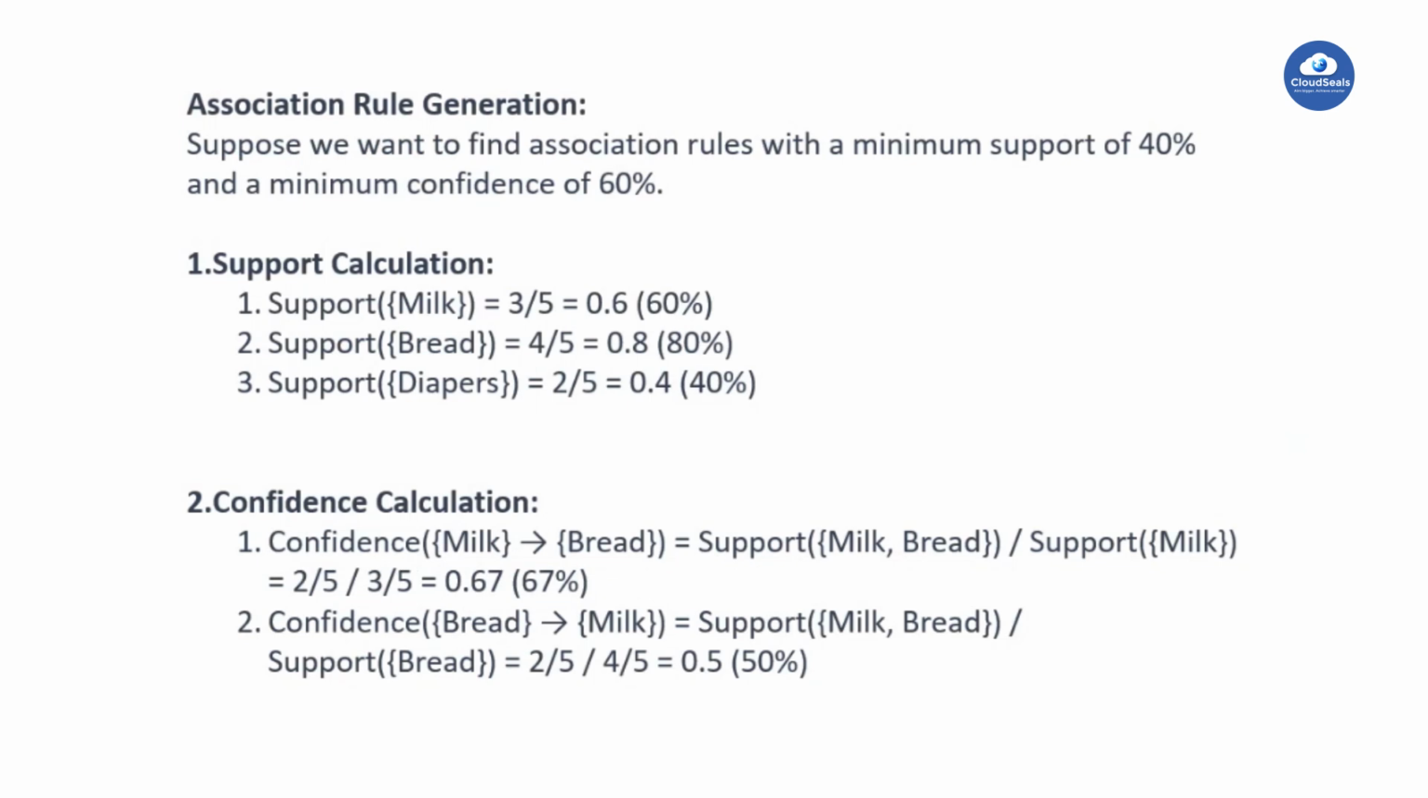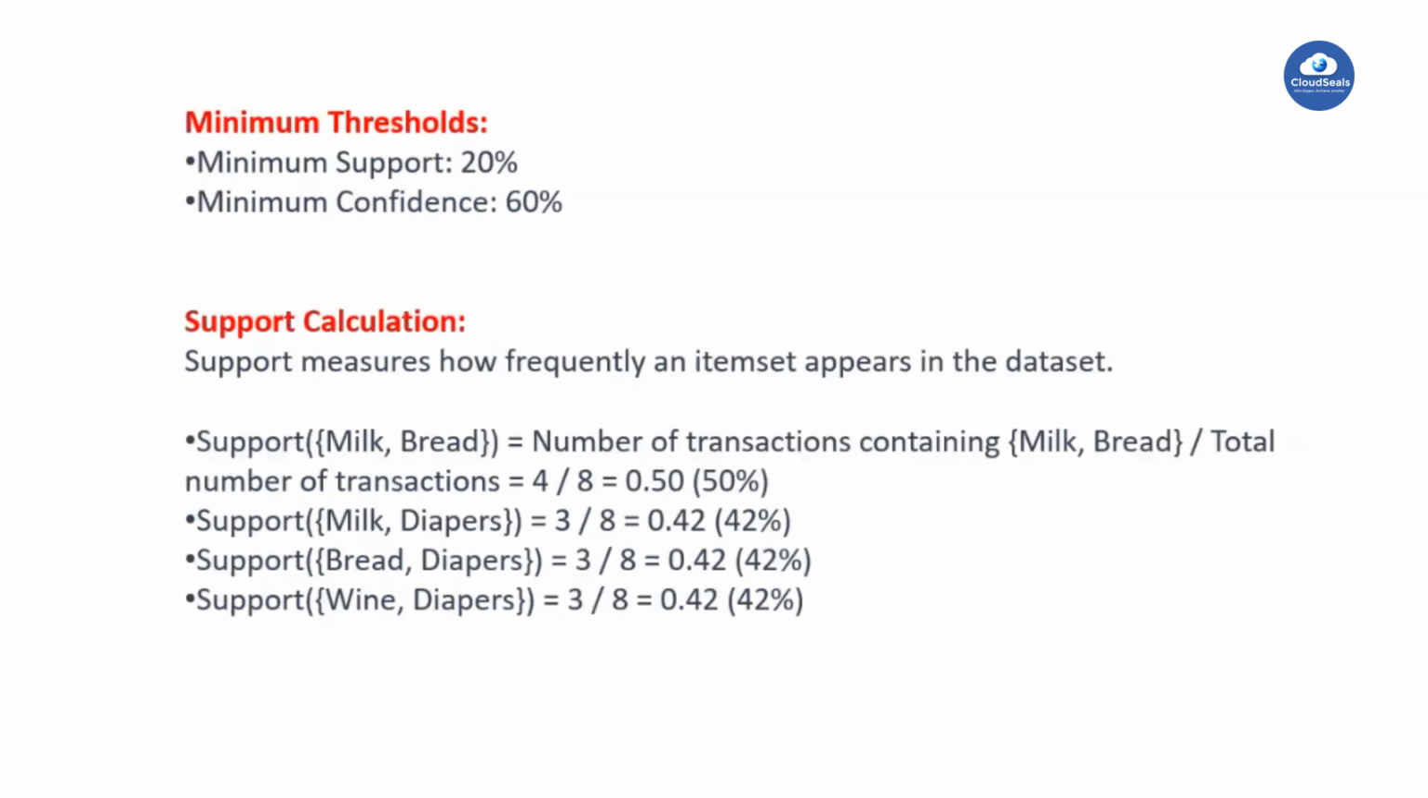Now I am explaining how to calculate support for two or more items. For example, let's take milk and bread. Here the denominator is always 8. Why? Because the total number of transactions is 8. In probability also, what we place in the denominator is the total number of possibilities.